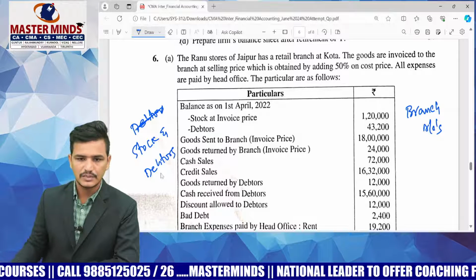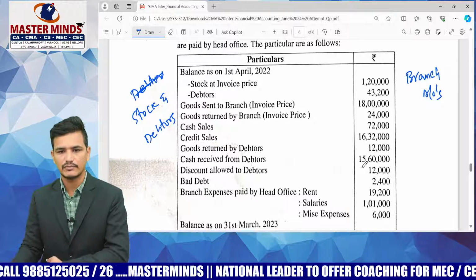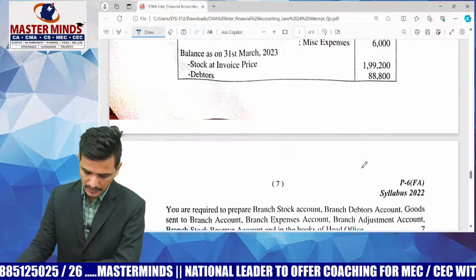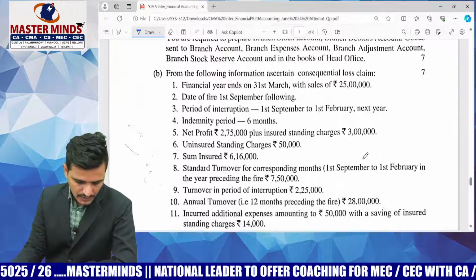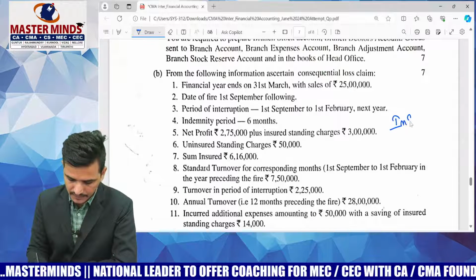These kinds of problems are there in our material. It is a question exactly similar to our assignment number 6 problem. And next, coming to question number 6B, it is insurance claims.